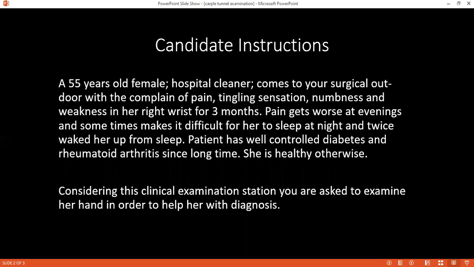I entered the room and washed my hands. Hello, how are you today? I'm Dr. Muhammad, a surgical doctor. We would like to examine your hands. Are you okay with that? It will include looking, feeling, and some movement. Yes. Okay, thank you. May I confirm your name and age, please? I'm Tina, 55 years old.